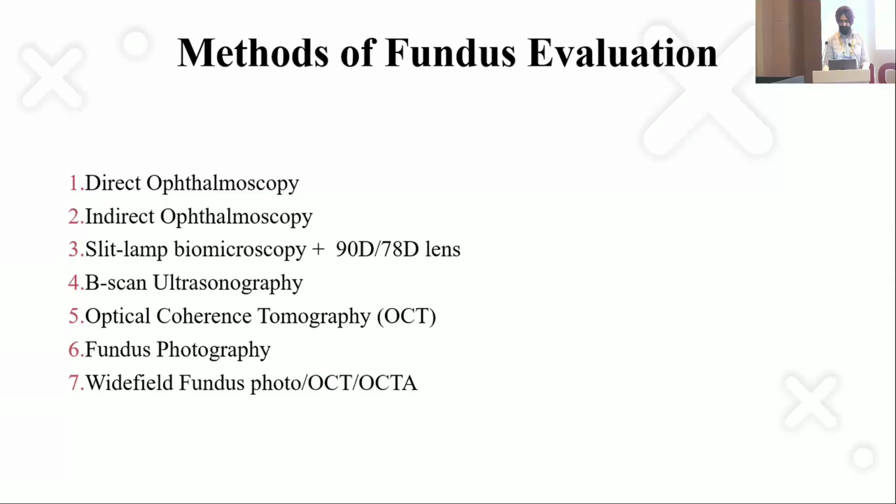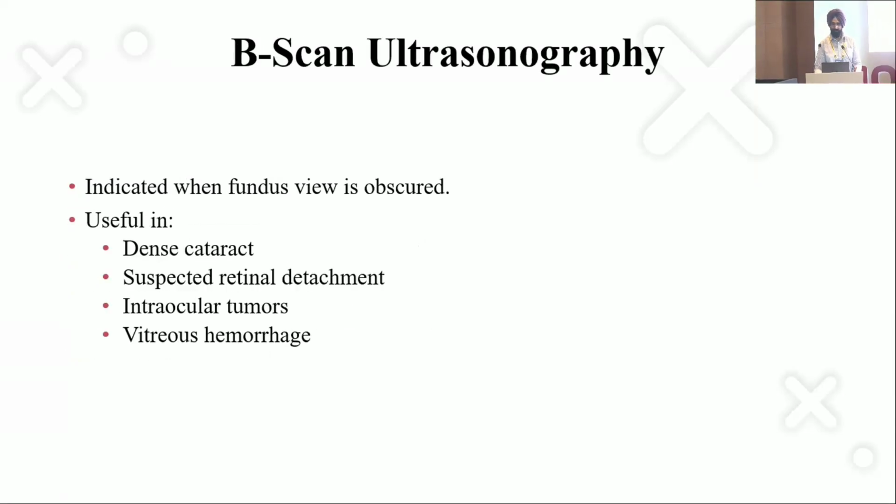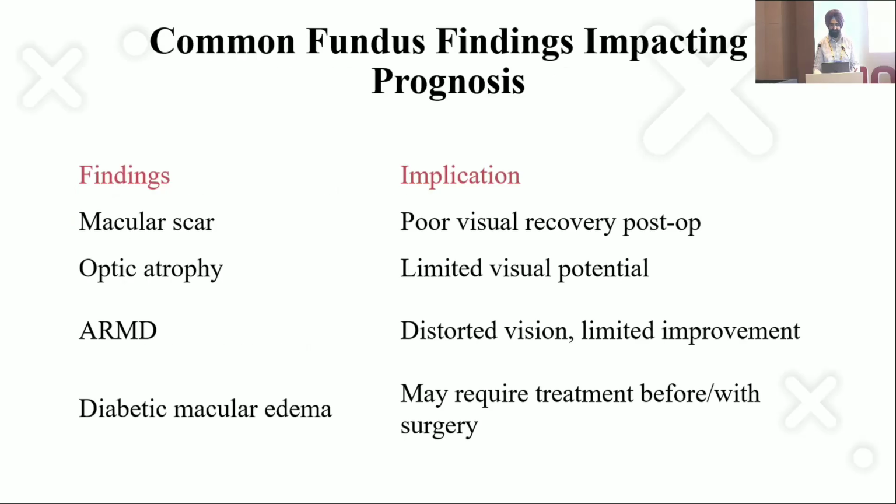Fundus can be examined by direct and indirect ophthalmoscopy, slit lamp biomicroscopy with a 90D or 78 diopter lens, B-scan ultrasound in dense mediopacities, OCT scanning, fundus photo, wide field photo, OCT angiography. B-scan is indicated when the fundus view is obscured. It's useful in dense cataracts, suspected retinal detachment, intraocular tumors, and vitreous hemorrhage.